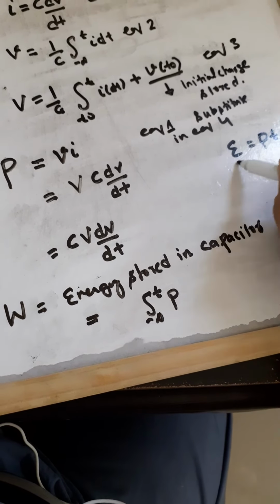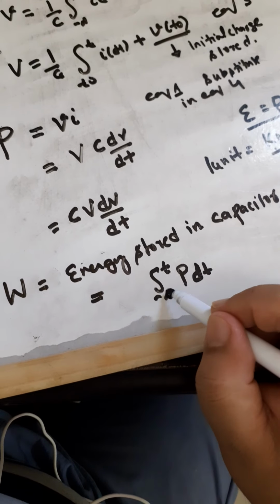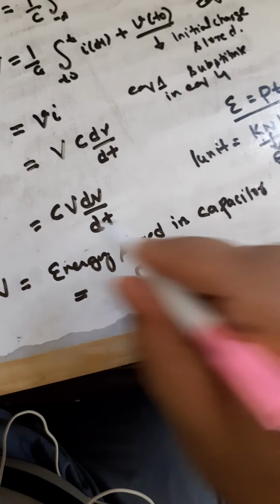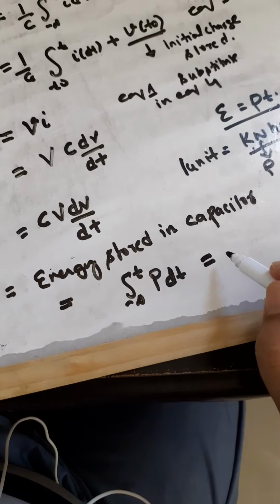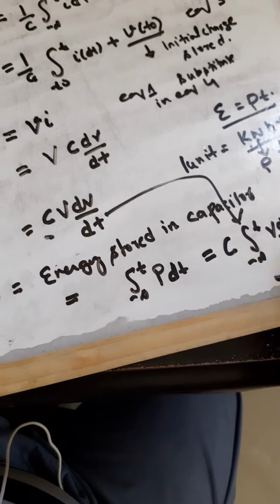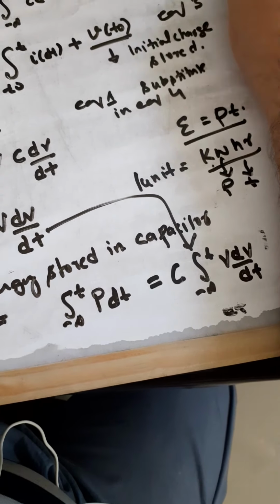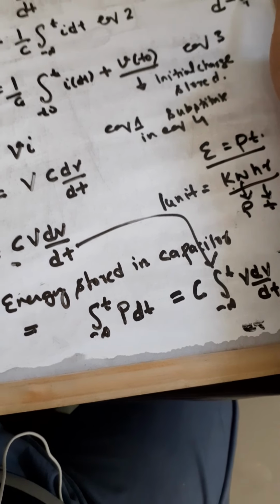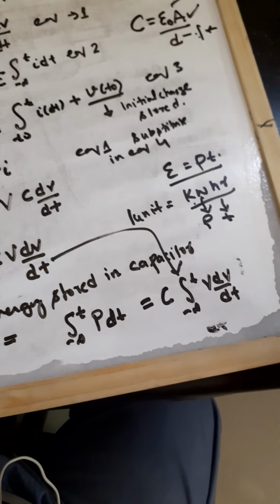We have to write P times T, or for a small interval dt, because we are integrating over time. So this can be written with the P value we got over here substituted: C integral from minus infinity to t of V dV by dt. C is a constant of proportionality, so it comes out, because it's not time varying. Capacitance depends upon epsilon naught A by d. The area and the distance between the plates are predefined, so this is a constant term and it will come out. And voltage we can vary.